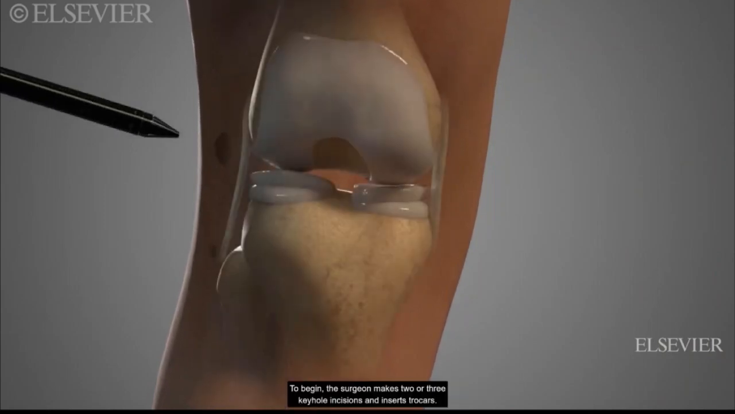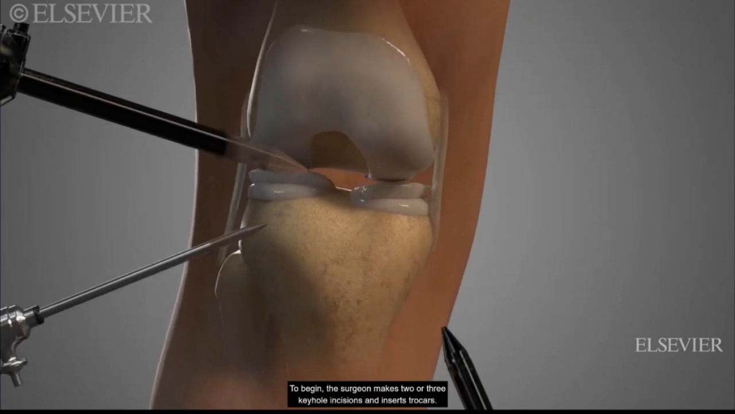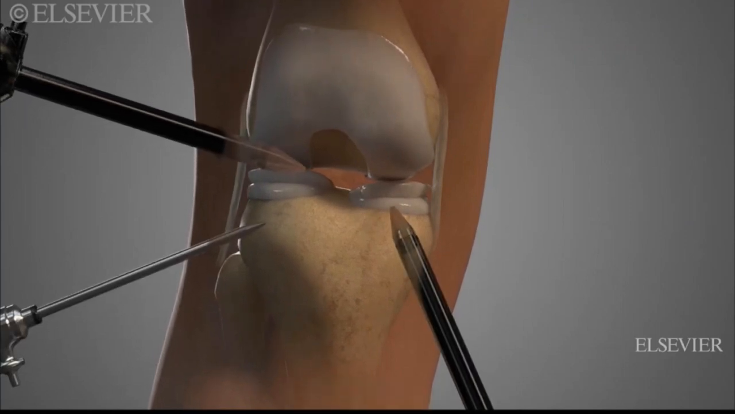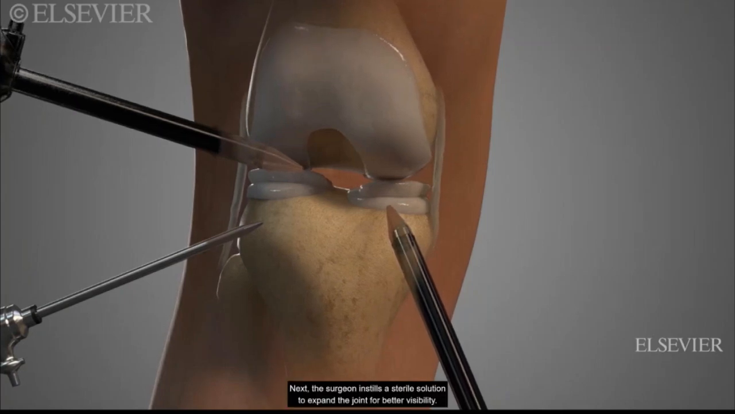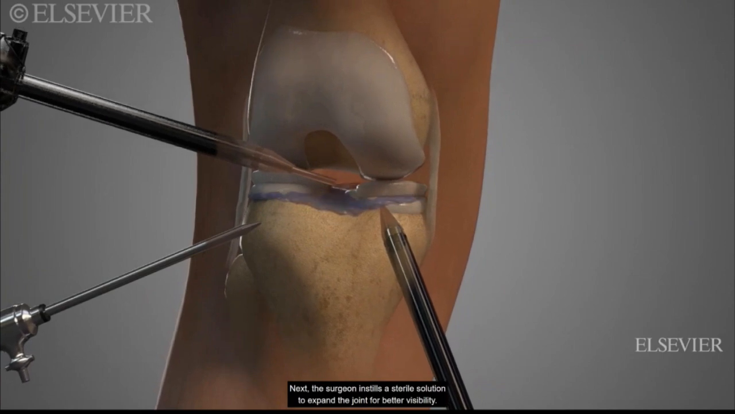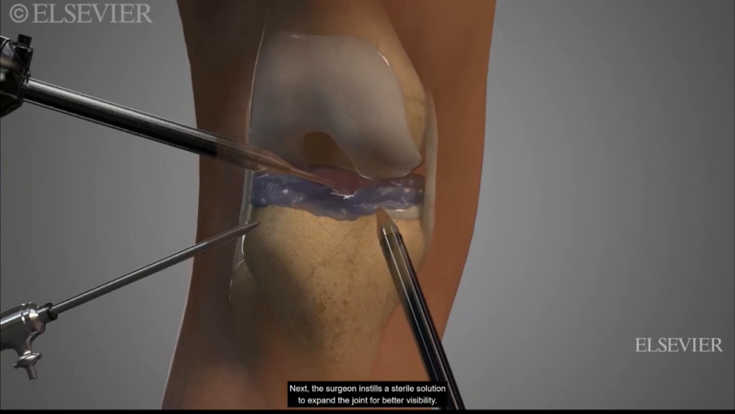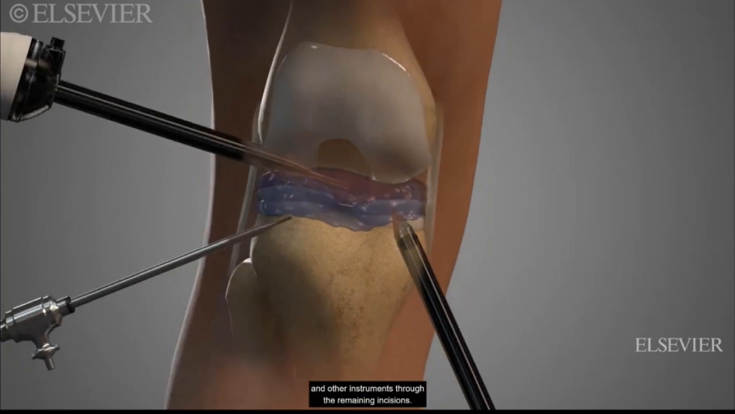To begin, the surgeon makes 2 or 3 keyhole incisions and inserts trocars. Next, the surgeon instills a sterile solution to expand the joint for better visibility. The surgeon then inserts the arthroscope and other instruments through the remaining incisions.